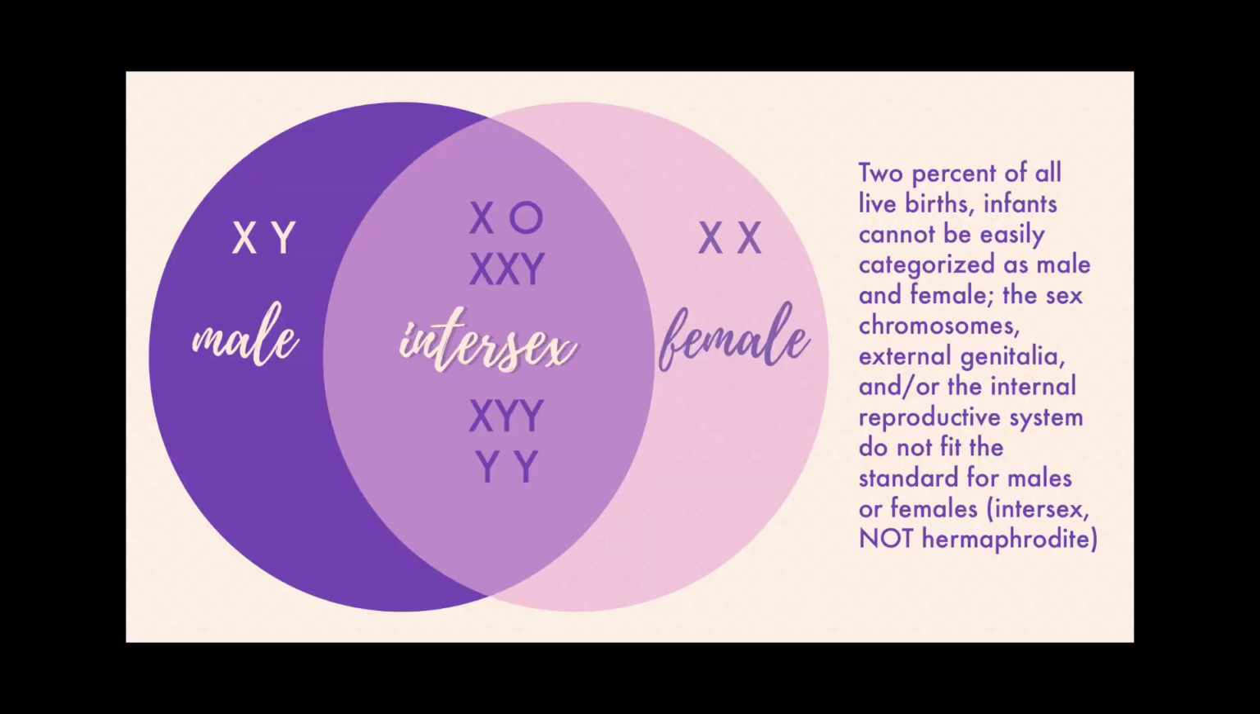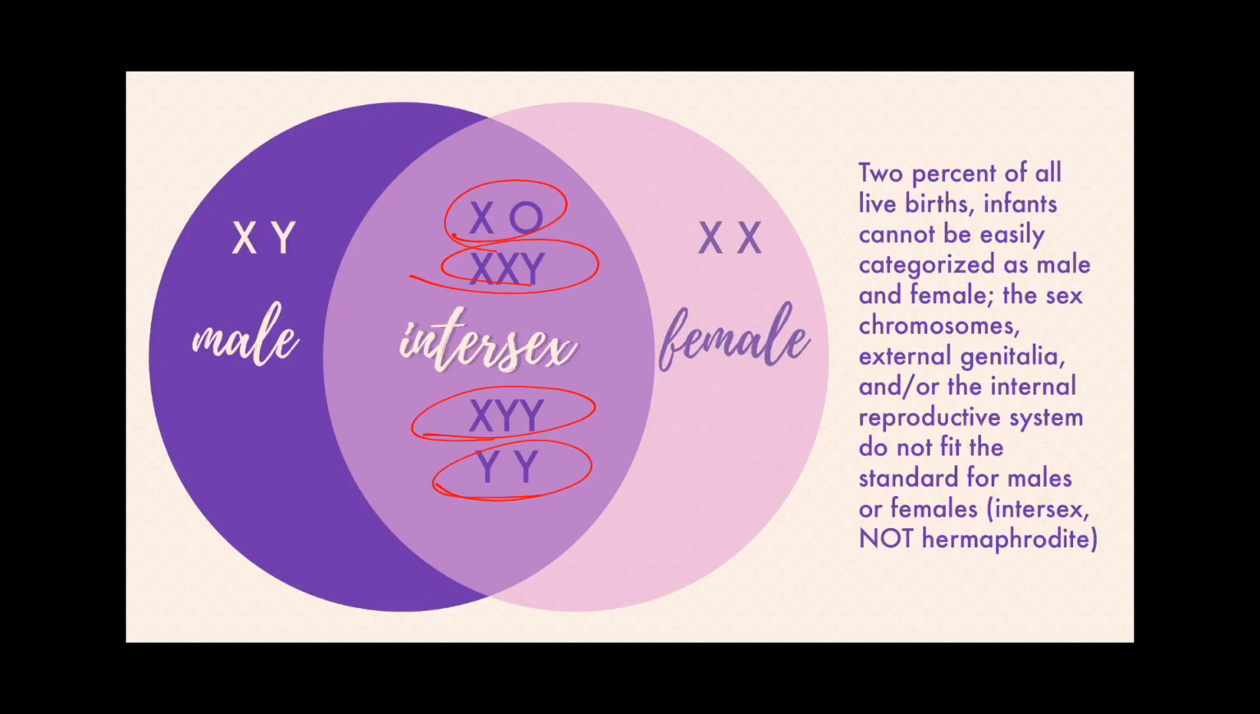For instance, 2% of all live births, infants cannot be easily categorized as male or female because of some discrepancies in relation to the sex characteristics that they are born with. For example, they don't have an XX or an XY chromosome. Like, for example, there are those who are missing one chromosome, maybe XXY, maybe XYY, and there is also YY. Some people have Down syndrome, which are also chromosomal anomalies. We also have people with Klinefelter syndrome, which are also chromosomal anomalies.